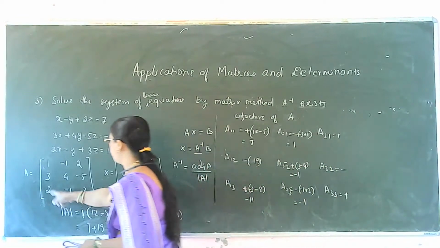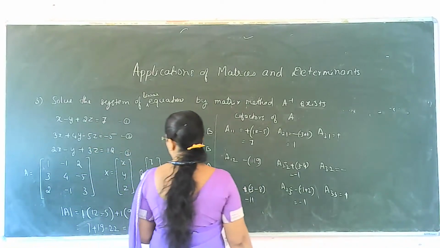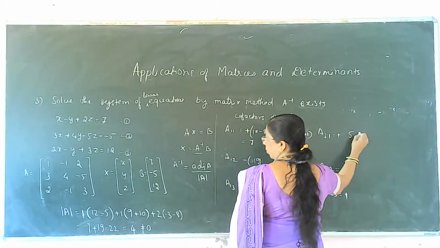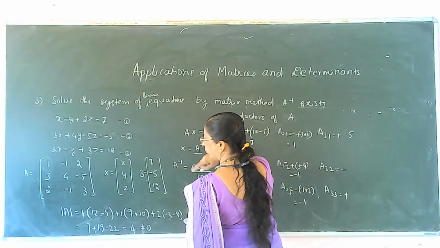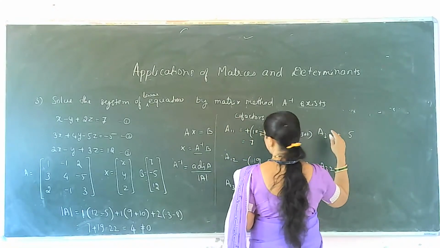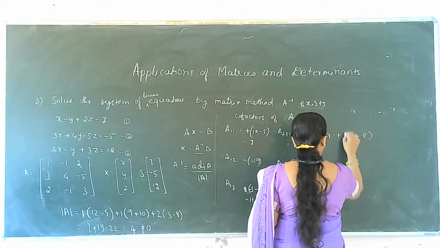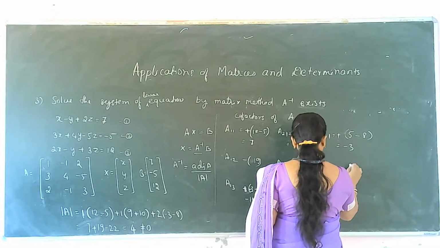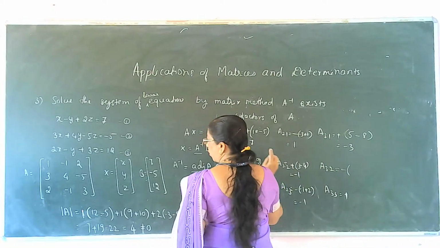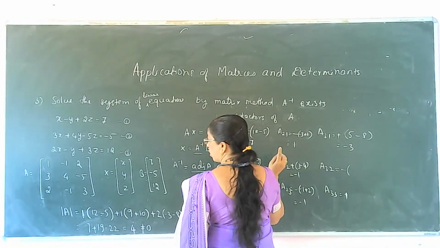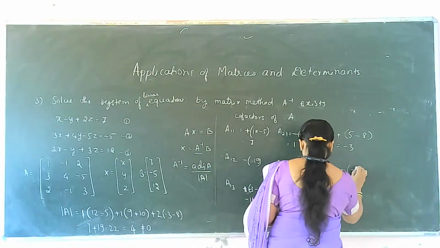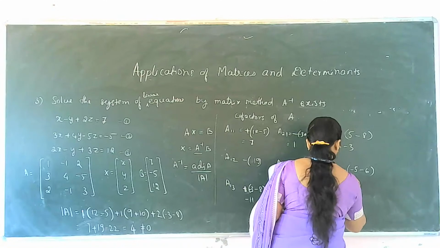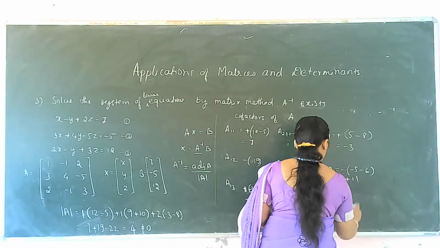Then 3 into 1 is 3, 1 is 2. We get the minus 1 and 2 and 4 into 5. Minus 1 into minus 5, it's a plus 5. Minus 8, minus 8, we get minus 8 minus 3 is minus 3. Then 8 into 2 is 16, 1 into minus 5 minus 6, we get minus 11, so plus 11.